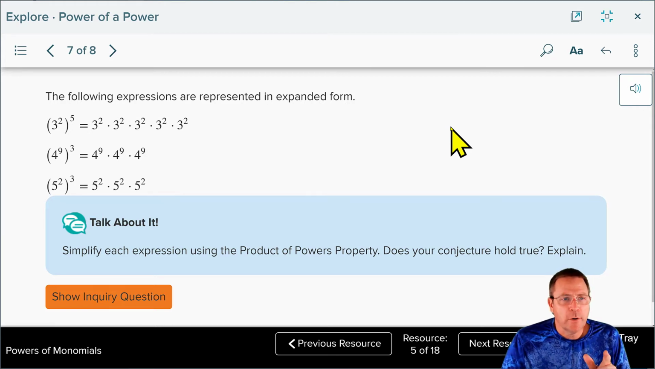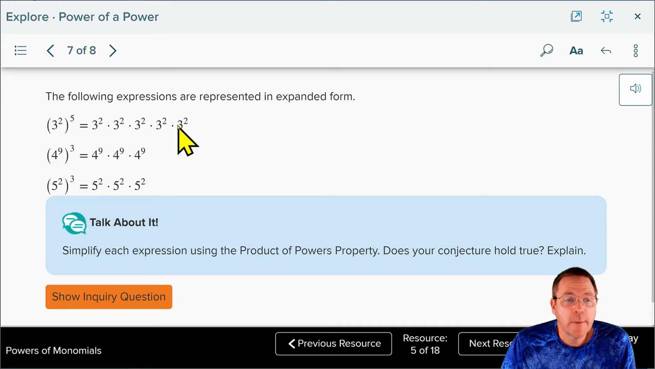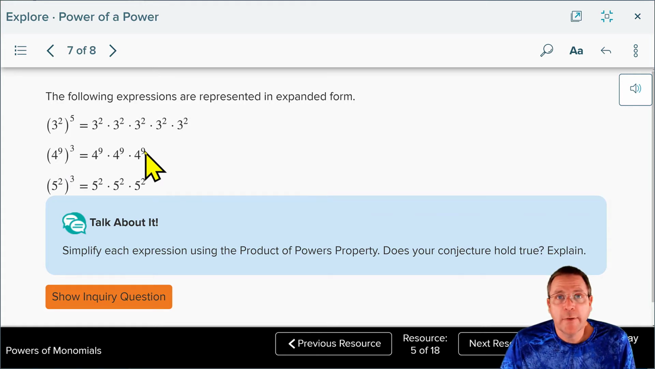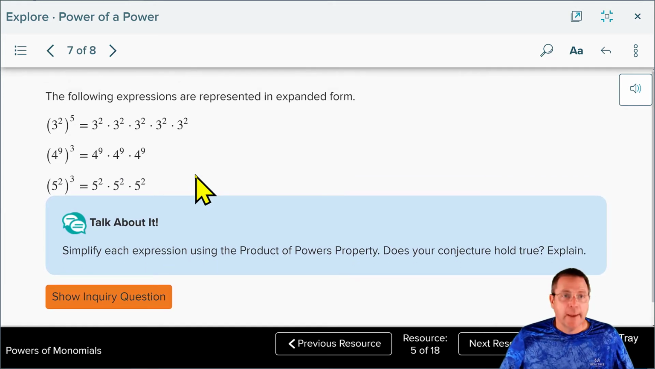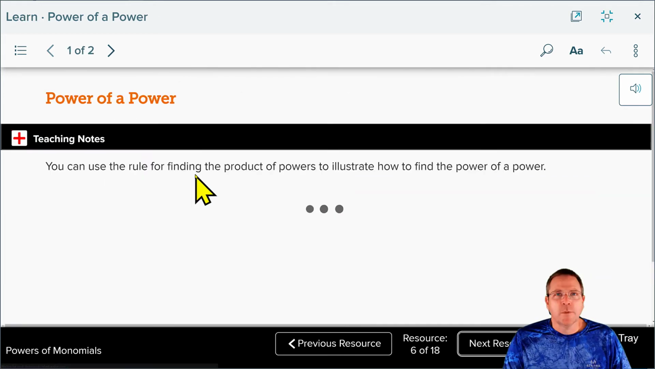That's 3 squared times 3 squared times 3 squared times 3 squared times 3 squared. And if you were to do that using the way I taught you before, you would do 3 squared plus 2 plus 2 plus 2 plus 2, which is also equal to 10. And 2 times 5 is 10. The same exact thing will happen with the 4 to the 9th cubed and with 5 squared cubed.